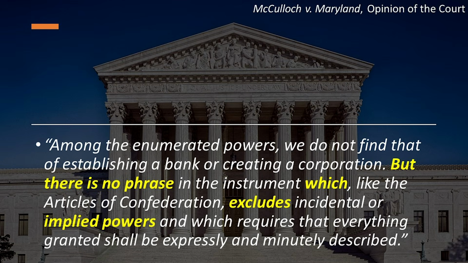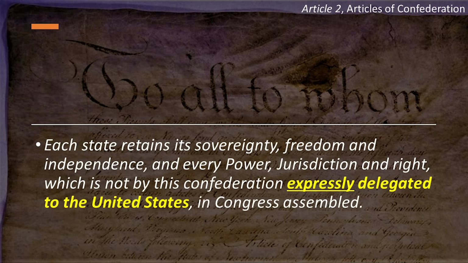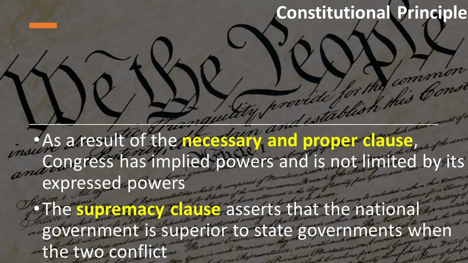In fact, the Articles of Confederation did just that. In Article 2, it stated that everything not expressly delegated to the federal government would be reserved to the states. So under the Articles of Confederation, Congress was specifically not given implied powers. But since the Constitution didn't do that, Chief Justice Marshall ruled that Congress can, and in fact does, have implied powers. According to the Supremacy Clause, the national government is superior to state governments when the two come into conflict. Therefore, states cannot tax the national government.